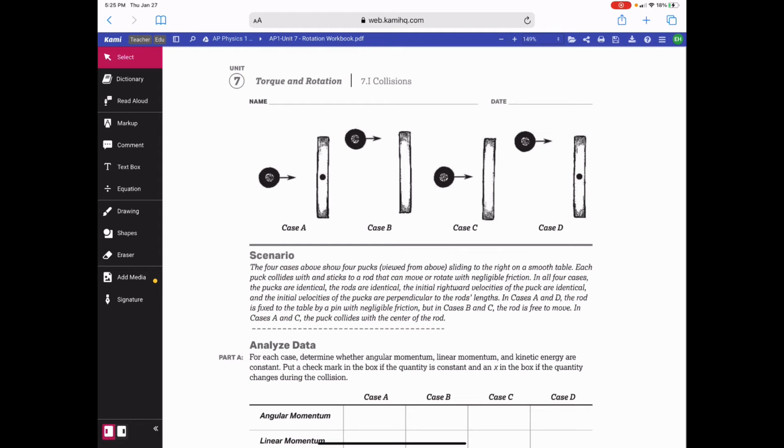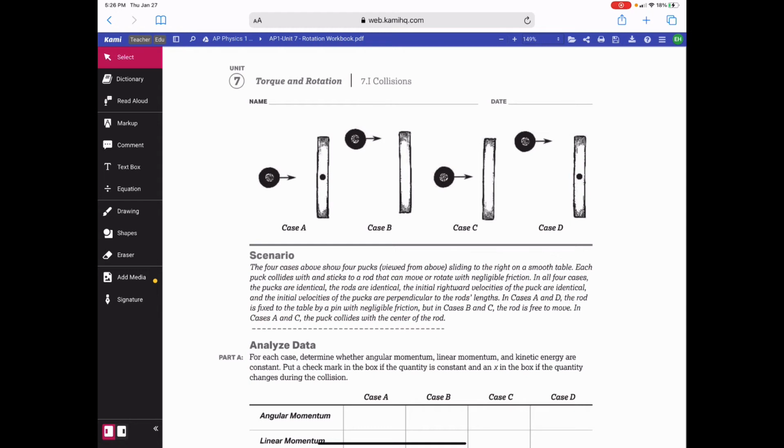Let's begin. The 4 cases above show 4 pucks, viewed from above, sliding to the right on a smooth table. Each puck collides with and sticks to a rod that can move or rotate with negligible friction. In all 4 cases, the pucks are identical and the rods are identical. The initial rightward velocities of the pucks are identical, and the initial velocities of the pucks are perpendicular to the rod lengths. In cases A and D, the rods are fixed to the table by a pin with negligible friction. But in cases B and C, the rod is free to move. In cases A and C, the puck collides with the center of the rod.